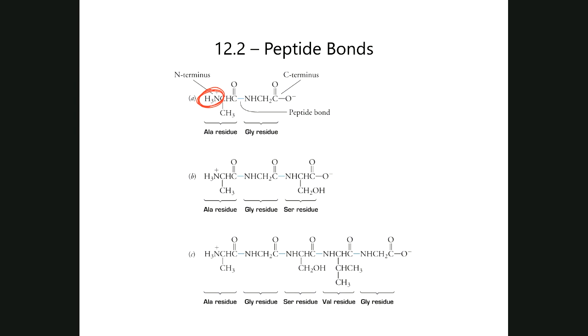It's the carboxylic acid that's at the other end. Notice how it's deprotonated, because this is how it is physiologically. And then as you go from N to C-terminus, you'll find, again, the N-terminus. You'll find the alpha carbon of that first amino acid. Then you find the peptide bond, which contains the carbonyl of the original carboxylic acid of one amino acid bonded to the nitrogen, i.e. the amino group of the second amino acid.